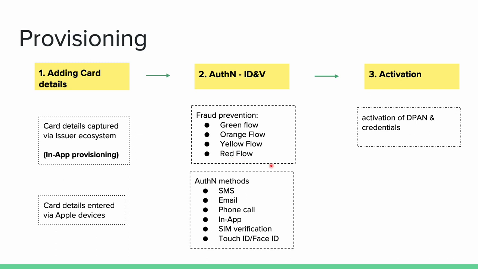The different types of authentication methods that Apple provides: you can do a second factor authentication for adding credentials using SMS, email, phone call, in-app, SIM verification, or Touch ID and Face ID. So these are the different second factor authentication methods to provision a token. And finally, the activation of the token, and then the token credentials are pushed from Apple's TSM onto the secure element in the Apple iPhone.